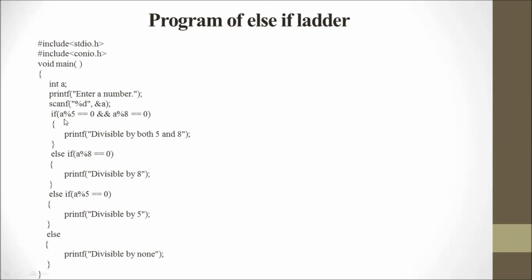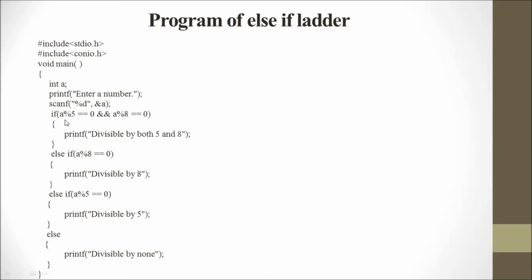So here we check 20 divided by 5, and the result should be equal to 0. So we divide 20 by 5. Here the remainder will come 4, so 4 is not equal to 0. And here this is the logical operator AND. So in AND, both conditions must be true.